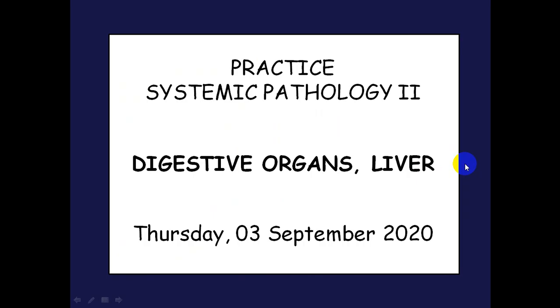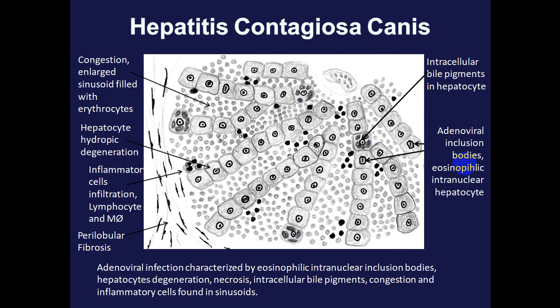All right, I think that's the end of my lectures on bone and joint pathology. Now I would like to give you some explanations on the slides that you will get for practice on Thursday. So first slide is about hepatitis contagiosa canis. So hepatitis contagiosa canis means a canine infectious hepatitis.